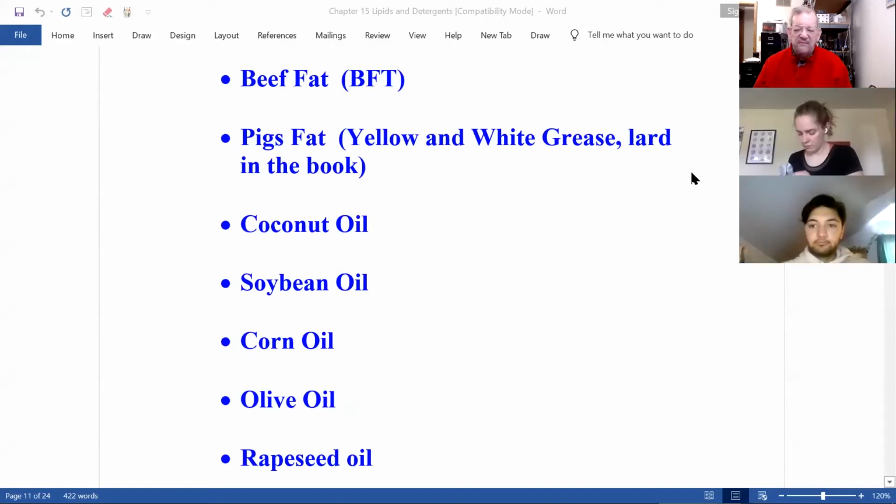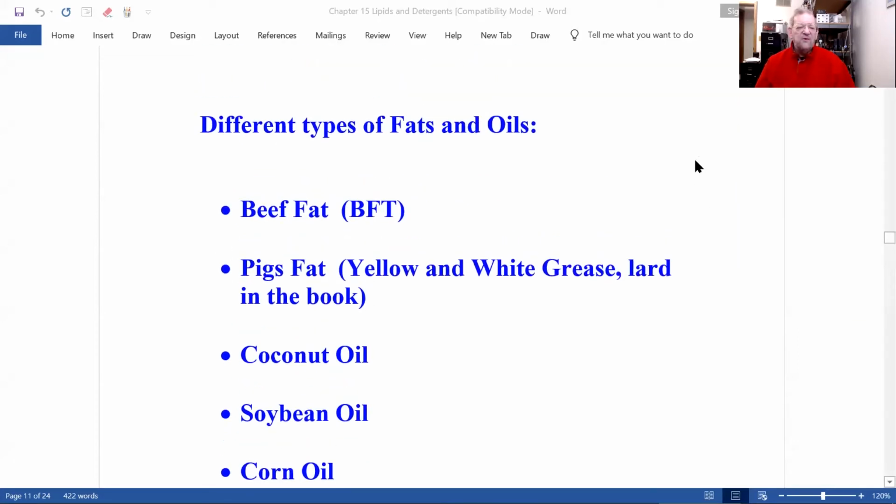All right, everybody see BFT on there, and thank you. All right, we're talking about different types of fats and oils, and the key ones I would like you to know are beef fat, which is tallow, pig's fat, which is yellow and white grease. If you're not a chemist who works in this area, or if you're a cook, you'd call that lard.